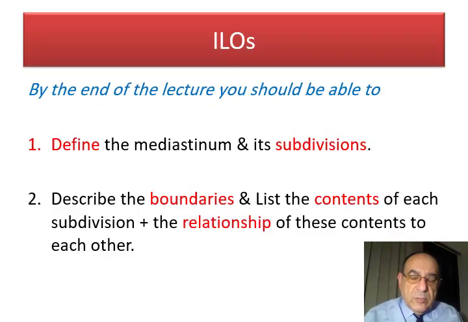Now let's get back to our intended learning outcomes and see if we have achieved them or not. Can you define the mediastinum? Can you list its subdivisions? Can you describe each subdivision in terms of boundaries, contents, relationship of one to another? If you can, then you have achieved the goal.